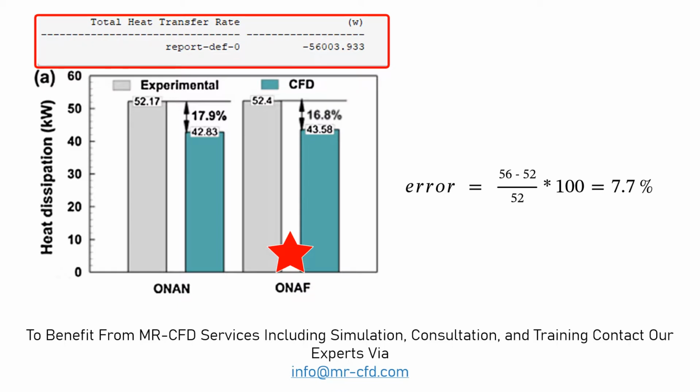As can be seen in the graph, the experimental result obtained by the paper for the forced air convection over the fins is equal to 52.4, whereas their CFD simulation data has reported 43.58 kilowatts. And the most interesting point is that our CFD simulation is more accurate than the paper's, as we have an error of 7.7%.